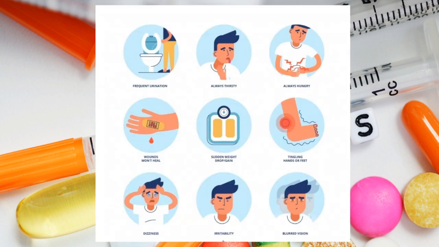The common symptoms seen in the diabetes mellitus patient are polyuria, or frequent urination, polydipsia, or increased thirst, and polyphagia, that means increased hunger. So polyuria, polydipsia and polyphagia are the three very common symptoms seen in the diabetes mellitus patient. The other symptoms include delayed wound healing, an increase or decrease in the weight of the patient, tingling sensation in the hands or feet, dizziness, irritability and blurred vision.